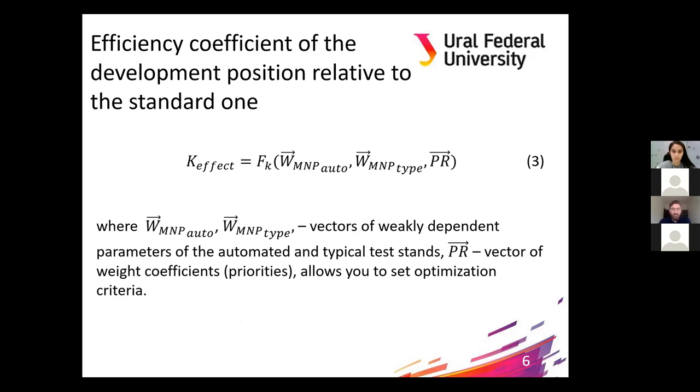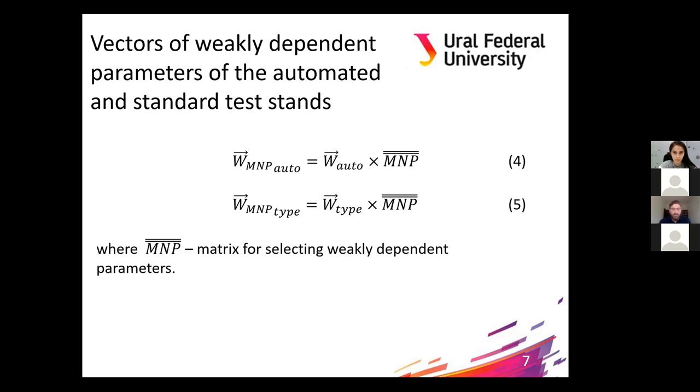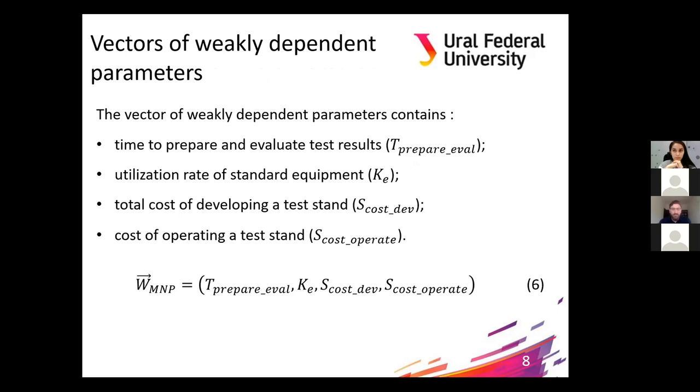is determined by formula 3, where vectors WMNP auto and WMNP type are vectors of weakly dependent parameters of the automated and typical test stands. Vector PR is a vector of weight coefficients, priorities, which allows you to set optimization criteria. Vectors of weakly dependent parameters of the automated and standard test stand are determined by formulas 4 and 5, where MNP is the matrix of selected weakly dependent parameters. Vectors of weakly dependent parameters contain four parameters on the slide.